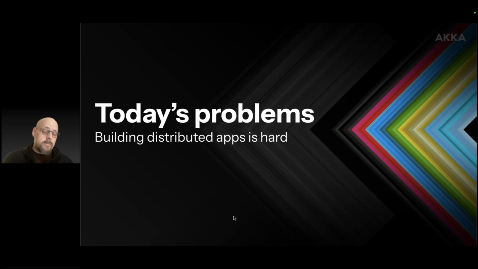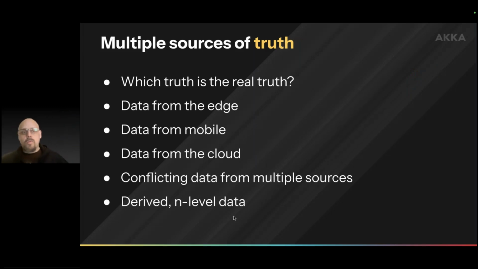So building distributed apps is hard. That's an understatement, obviously. Probably the first real problem with building distributed systems is that we have multiple sources of truth. If your application isn't a monolith sitting in one place, then by definition, you have multiple sources of truth. And so whenever we're building these apps, we have to deal with figuring out which of the many sources of truth to trust first or most.